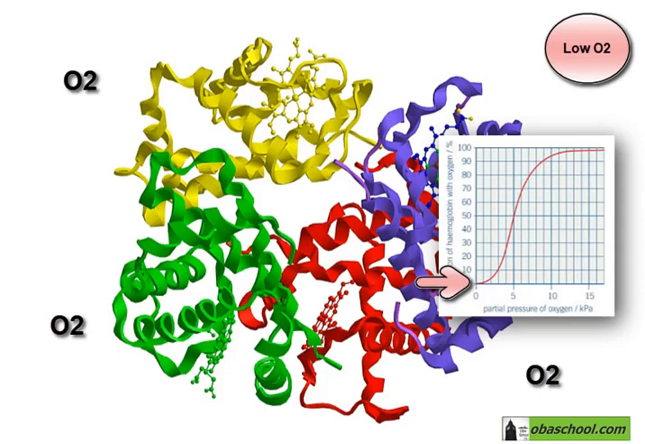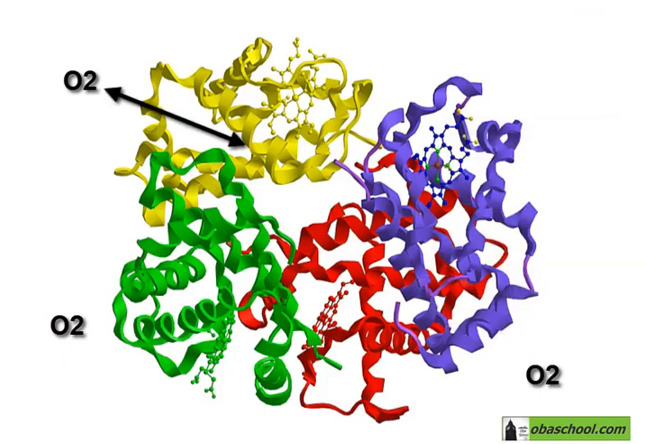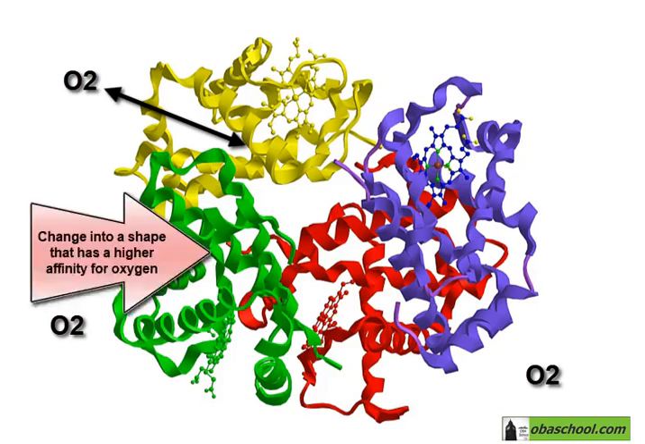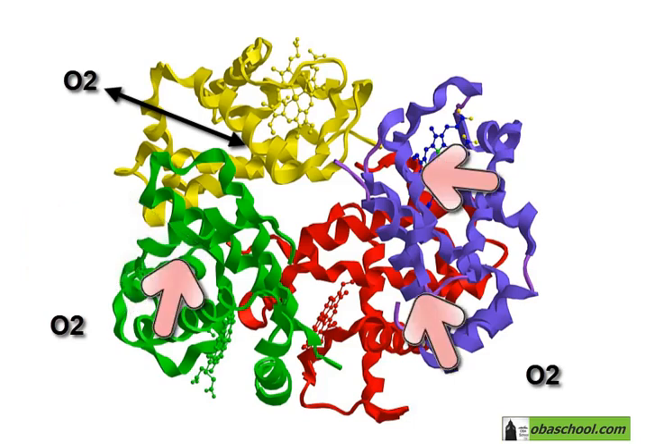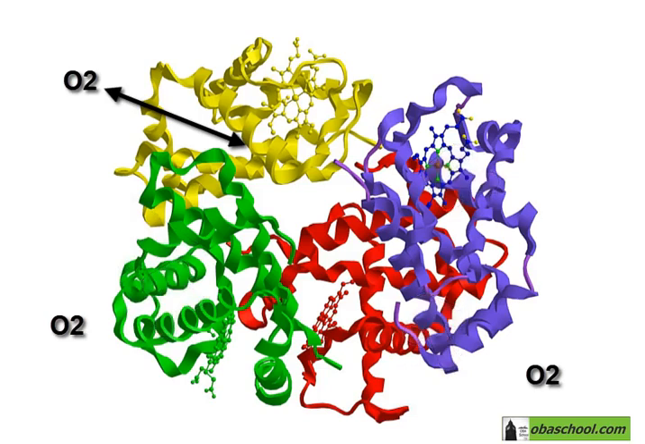But once this first oxygen binds, the shape of the hemoglobin molecule, the quaternary structure, is going to change and take on a more open shape. This is going to make it easier for the remaining three subunits to bind an oxygen molecule each. So the first binding is difficult, but the ones that come after that are easier.